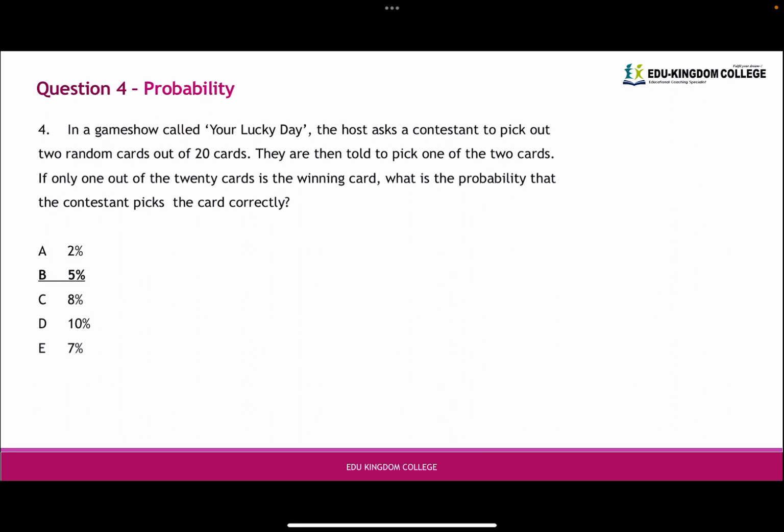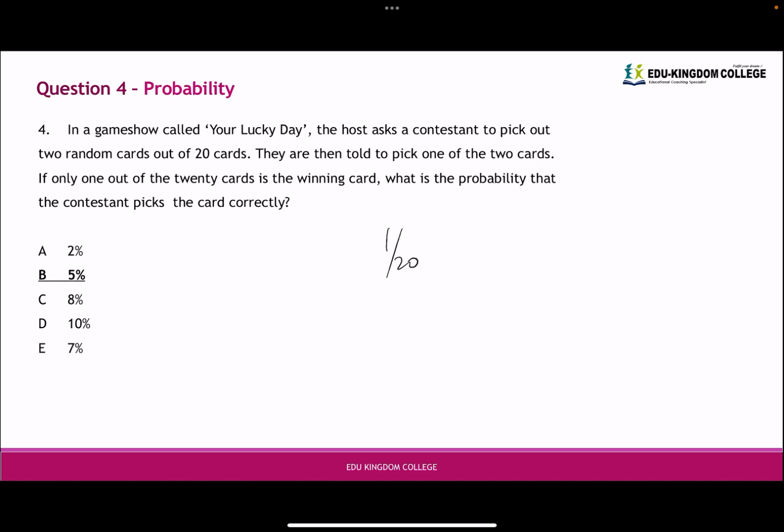Now, in a game show, you have 20 cards. You pick out 2 cards, but you don't actually see what both of those cards are. So you basically pick out one of those 2 cards, which means that in the end, they've made it sound like you pick out 2 cards, but in the end, you're only picking out 1 card. So what's the probability that the contestant picks the card correctly?